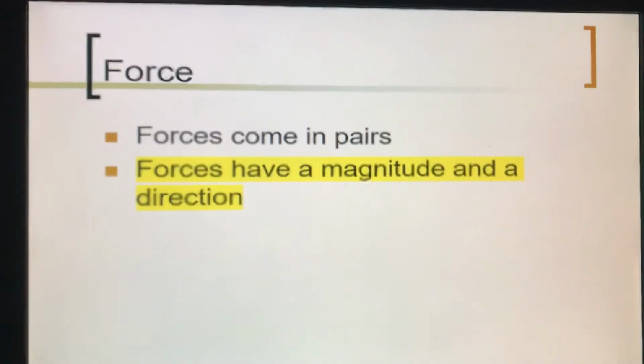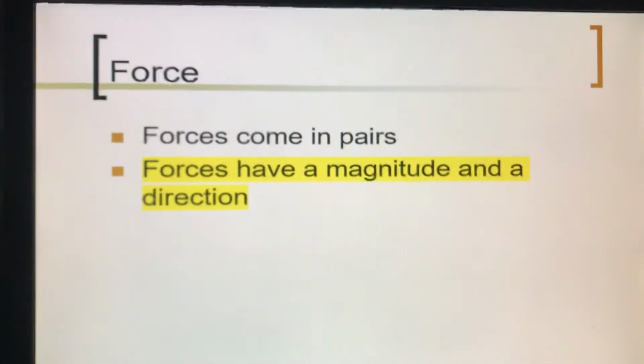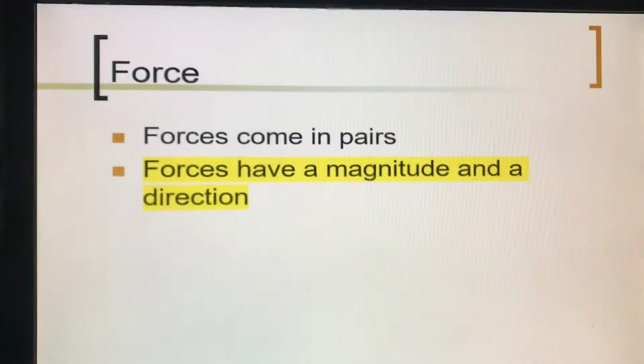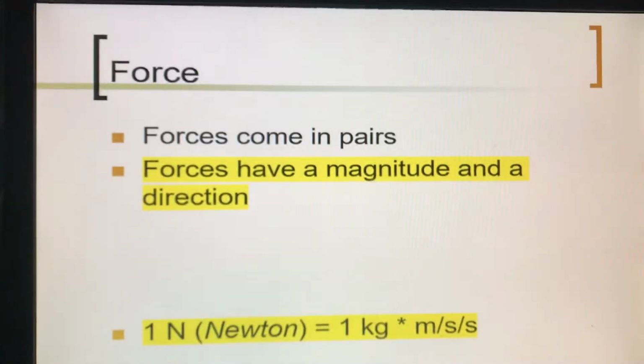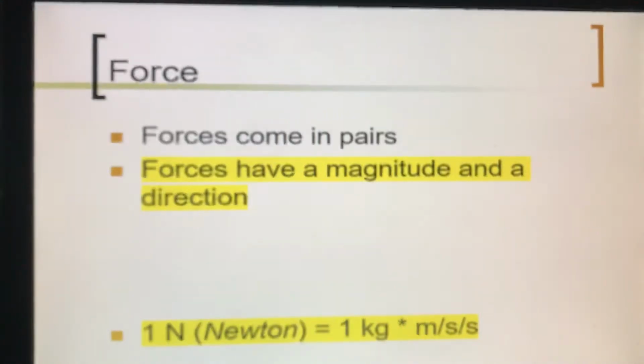Magnitude is the amount or the how much force there is. It's usually a number. And a direction. Direction, I don't have to explain direction, you guys. You get it. You go right, you go left, north, south, east, west, direction. It's expressed in newtons. 1 Newton is a 1 Newton force. It's equal to 1 kilogram times meters per second per second.